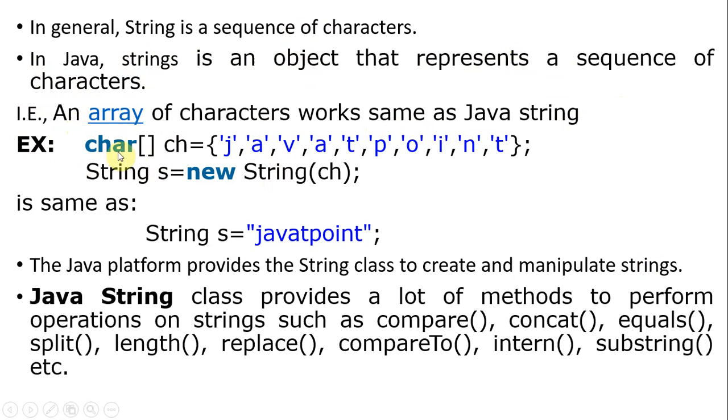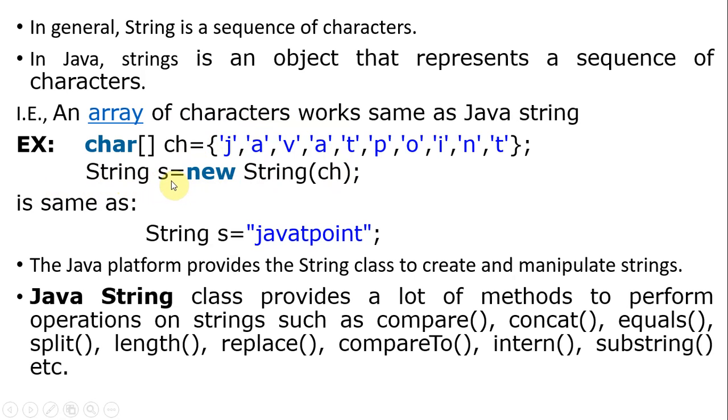So let's see an example. Character array: this is a character data type, a variable name, and we have a subscript here, that is an array, a character array, so a set of elements. An array is nothing but a set of elements of similar type, right? We are taking a character array, that is why we have characters only. If you want to treat this array as a string, this is the way. So you can create a string object.